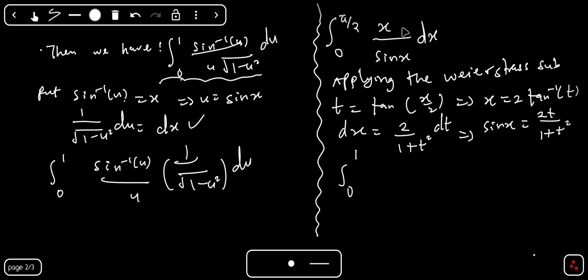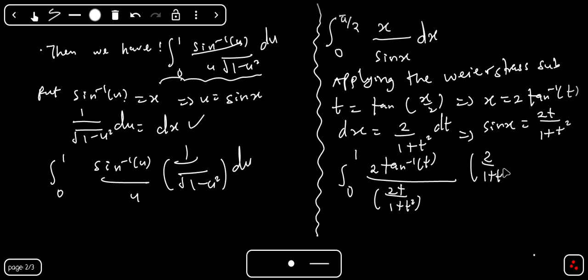Then x is 2 arctan of t, so we have 2 multiplied by arctan of t, over sine x, which is now 2t over 1 plus t squared. Then dx is now 2 over 1 plus t squared dt. So we have 2 over 1 plus t squared dt.